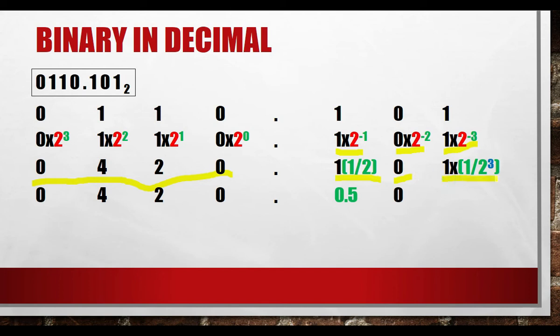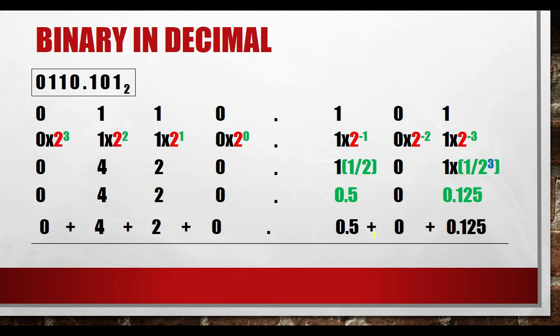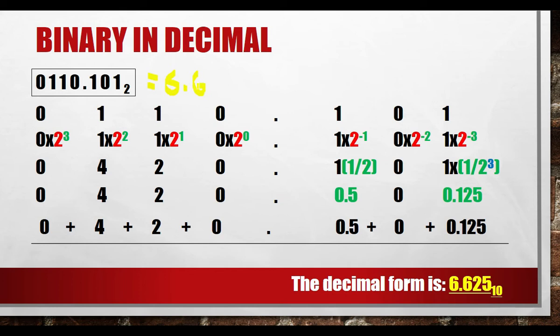And then this will give us 0.125. Now the last step is to add the whole number and the fractional part. So let's start adding these numbers. After adding these numbers, this will give us 6.625. So it means that this binary number is equivalent to 6.625 in decimal.